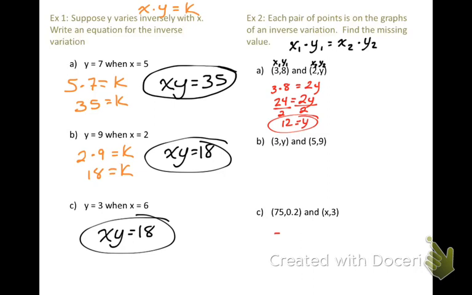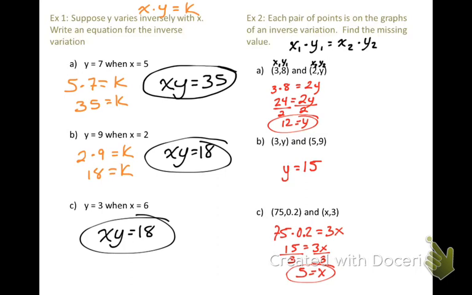So I would go 75 times 0.2 equals 3x, because you're multiplying those two. 75 times 0.2 is 15 equals 3x. Divide by 3. So x would equal 5. Why don't you try B by yourself? Put me on pause, check and see afterwards if you got it correct. Your answer should be 15. Y equals 15.